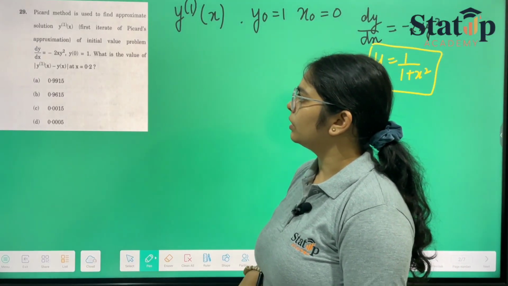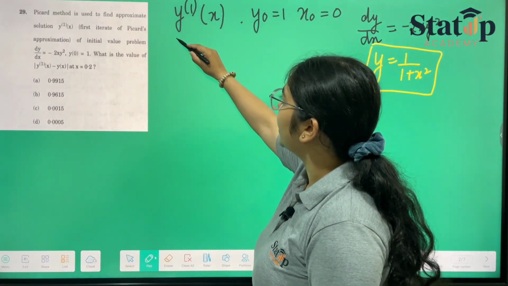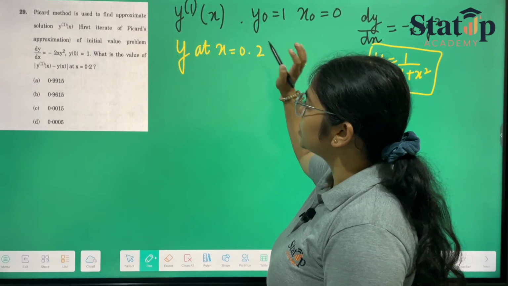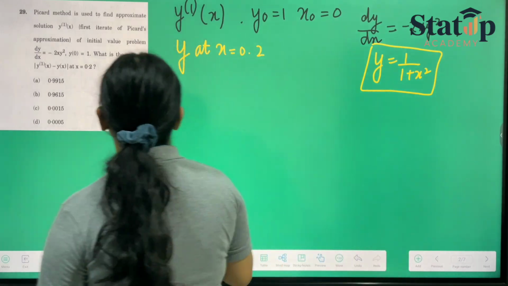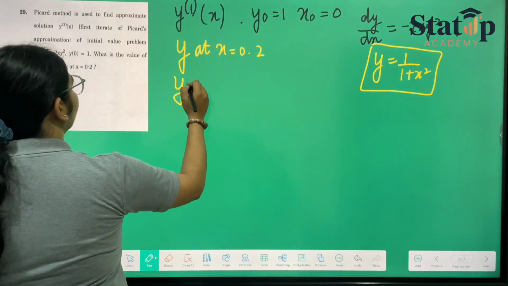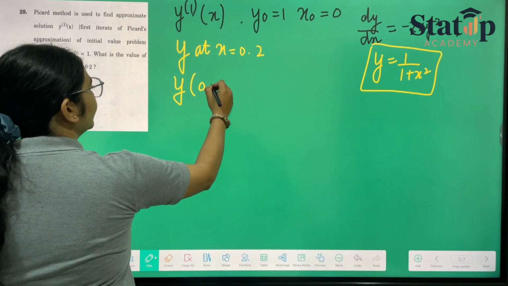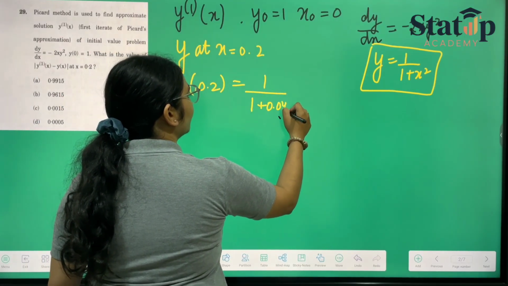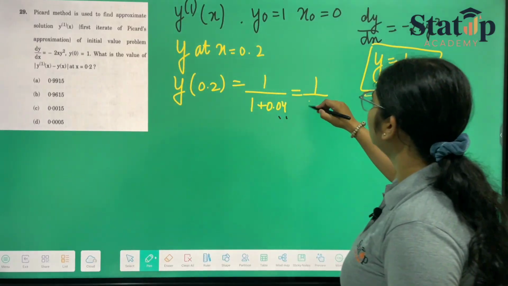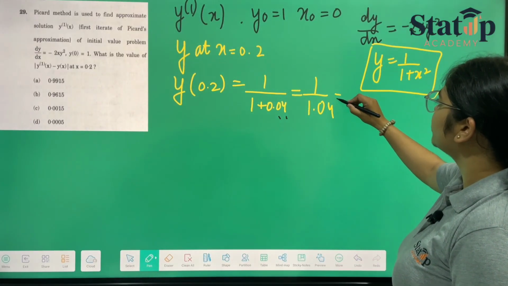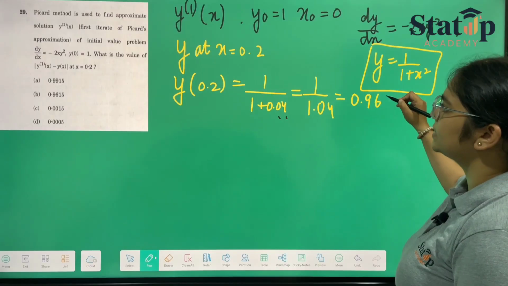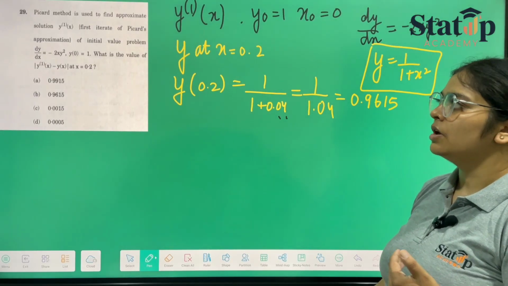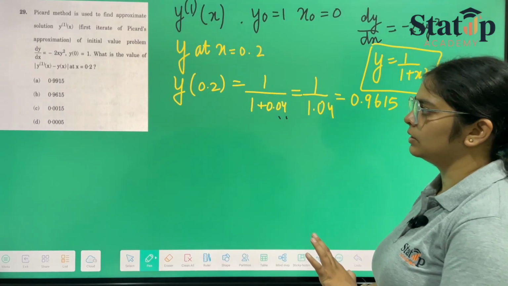Okay, now here they have asked us to calculate the value of y at x equals 0.2. So first of all, the value of y at x equals 0.2 will be y(0.2) equals 1 upon 1 plus 0.04, which is nothing but 1 upon 1.04, which will be equal to 0.9615. This is the same thing we have done in the previous question, so I'm not repeating it again. I'm directly writing the answers.